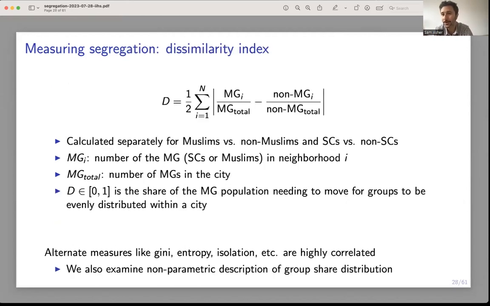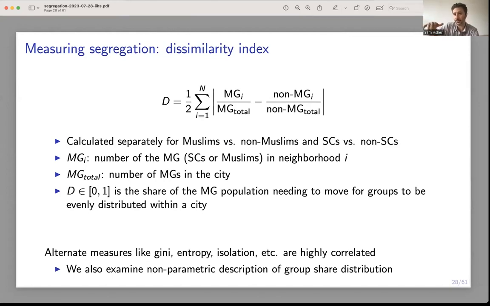To measure segregation, there are many, many different ways of measuring segregation, and they're all basically inequality measures that say how unequally are members of a given group distributed across lower units within some bigger unit. So if you think about segregation within a city, it's saying how unevenly are, say, SCs distributed across these enumeration blocks, across these neighborhoods within the city.